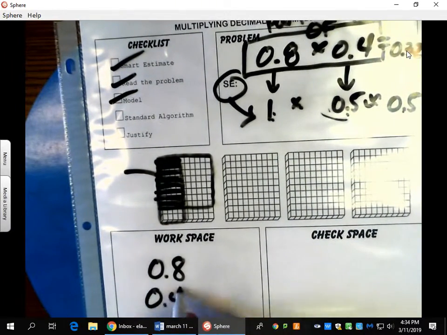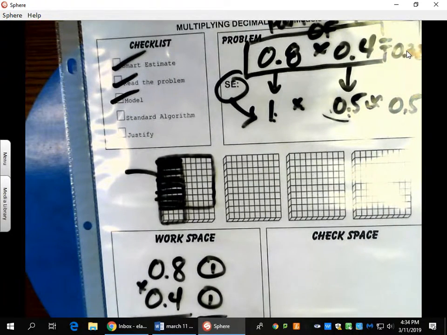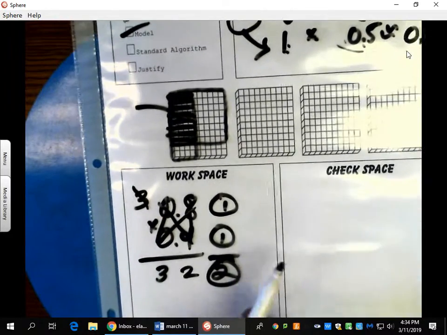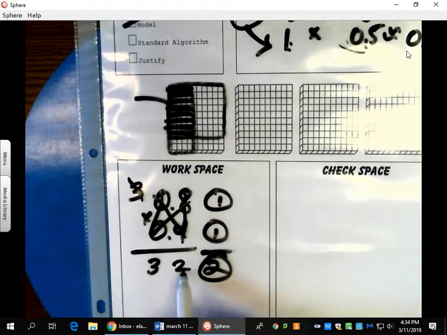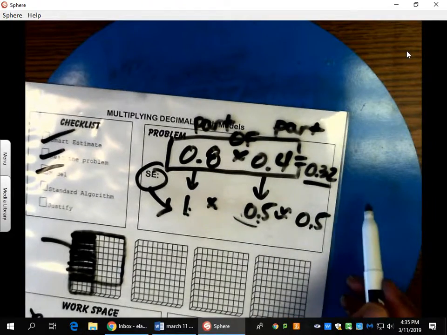8/10 times 4/10. 1 place after the decimal, 1 place after the decimal. My answer is going to have 2 places after the decimal. 4 times 8 is 32. 4 times 0 is 0. Plus 3 is 3. And if I multiply that 0 out, by the way, I'm just going to get more zeros. So I can stop here. 2 places after the decimal. That means that's after the decimal. That means that's after the decimal. So my decimal must go here. So 32 hundredths. Hey, it matches my answer that I got with my model.